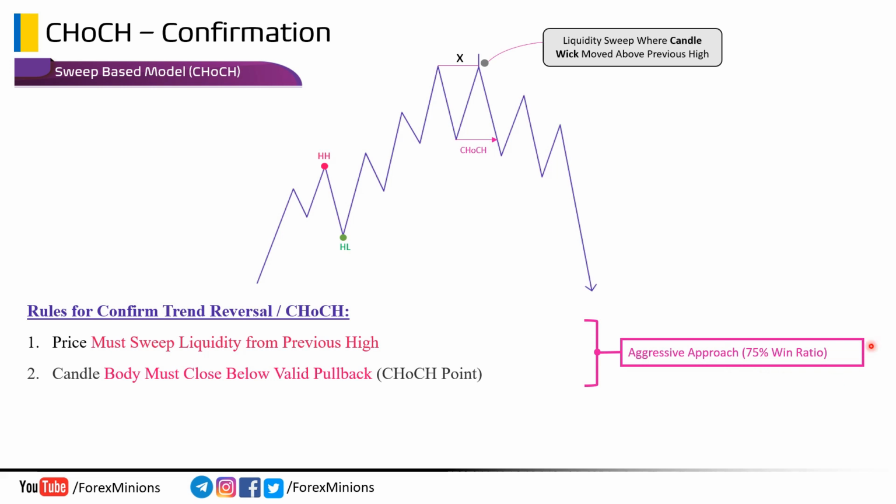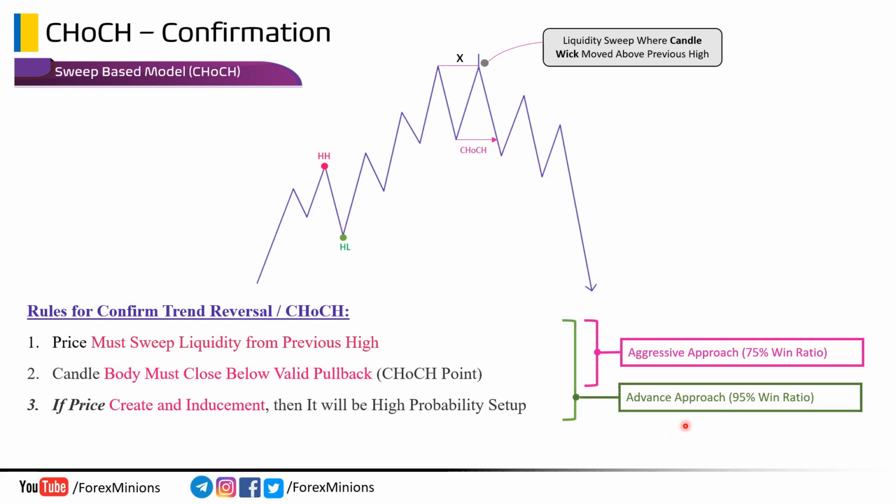But the question is, if the market creates an inducement after this CHoCH level, then what will happen? Simply, if the market creates inducement in the sweep base model, it will just increase its winning probability, which is our advanced approach. In short, we do not wait for an inducement level in the sweep base model, we can just enter after the candle body closes below the valid pullback.